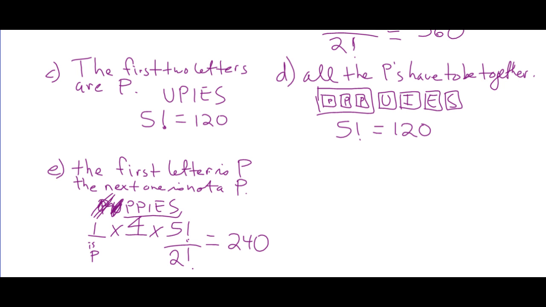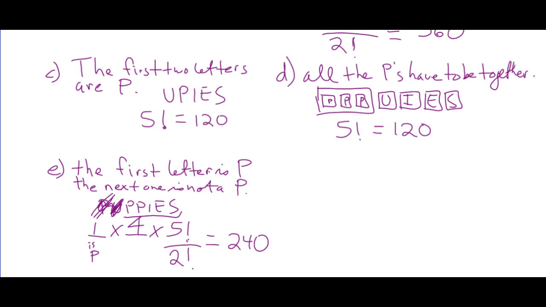So when we're doing these arrangement questions, we have to read it pretty carefully. So it says the first 2 letters are P. What you want to ask yourself is, can the third letter be a P? And the answer is, yeah, they didn't say it couldn't be. So how would they say it couldn't be?